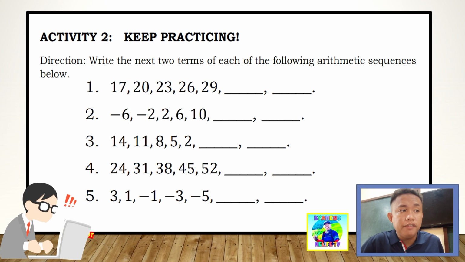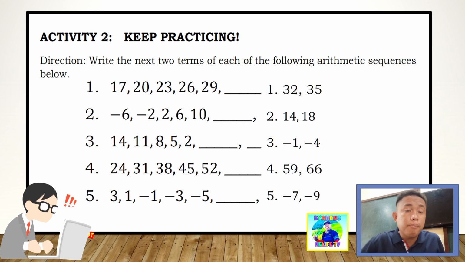Okay guys, time's up. Let's have our number 2 activity. For number 2, ang sagot po ay number 1 natin ay 32 at saka po 35. Paano po yun? Kasi po yan ay plus 3 ang ating common difference. For number 2, that would be 14 and 18. Kasi po yan ay plus 4 ang difference. So number 3 po, that would become a negative 1 and a negative 4. Kasi po yan ay negative 3 ang common difference. And for number 4, that will be 59 and 66 kasi po ang common difference na ay 7.